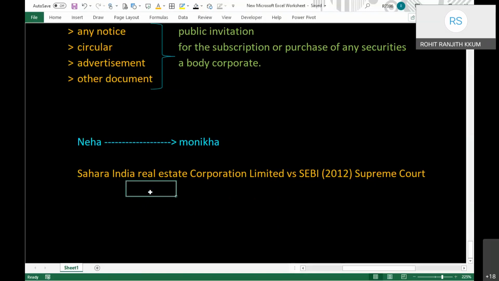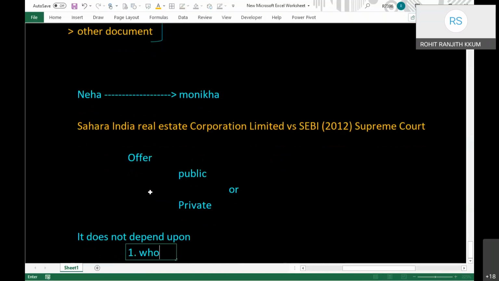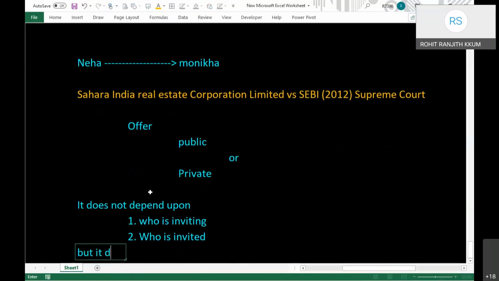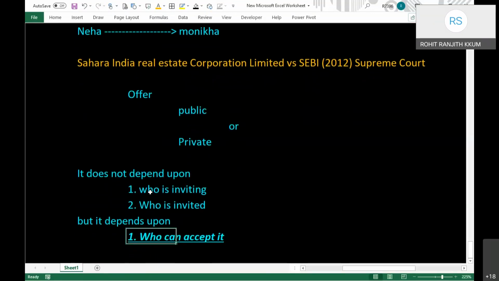Okay. It was said that whether any offer is public or private, it does not depend upon who is inviting, who is invited, but it depends upon only one fact, and that is who can accept it. It depends upon the fact that who can accept it. Who can accept it? So, okay, let's come to this particular point.